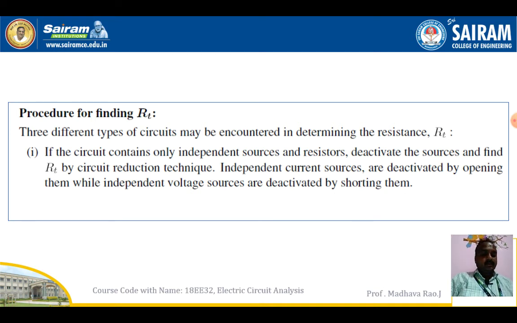Deactivate the sources. Voltage source, if it is there, we have to short circuit. Current source, if it is there, we have to open circuit. Like that we need to deactivate the sources and find the RT by circuit reduction technique. Independent current sources are deactivated by opening them, while independent voltage sources are deactivated by short circuit. So current source, what we have to do? We have to deactivate by open circuit, and voltage source we have to short circuit. Like that we can find out the RT value.